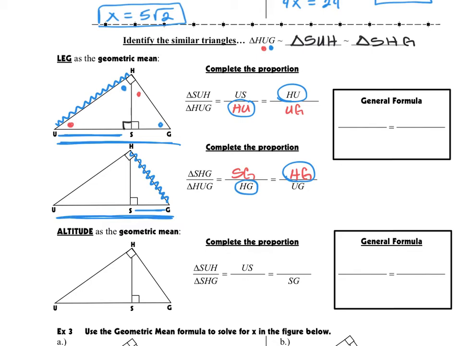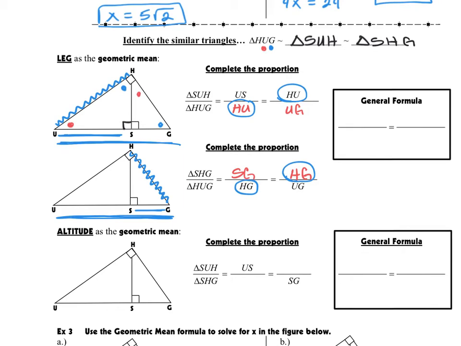Now, what I want you to do is to compare these two pictures. Notice that in both pictures, we have identified as the geometric mean, that's the squiggle, one of the legs in the big right triangle, and the two pieces that we colored with our straight lines were a portion of the hypotenuse from the big triangle and the whole hypotenuse. So on the first one, I had a leg and a portion that was close to that leg and the whole hypotenuse. And in the second one, I had a leg, a portion of the hypotenuse that was close to the leg, and the whole hypotenuse.